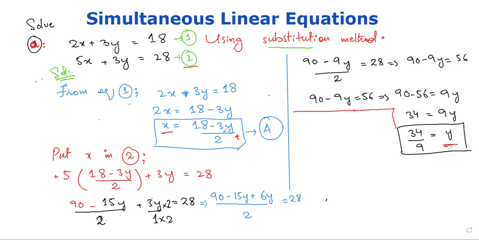Because now we have the value of x in terms of y, meaning y is present in the value of x. Now we will put the value of y in place of y, and there will be the x value as well. So x equals 18 minus 3 times y, that is 34 divided by 9, and this whole divided by 2. So x equals 18 minus 34 divided by 3, whole divided by 2.